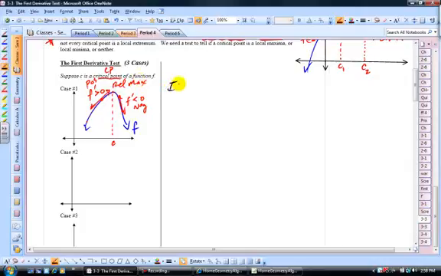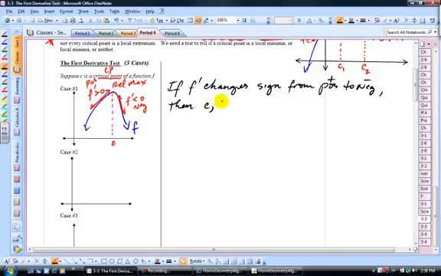So in other words, we say if f prime, which represents the slope of the tangent line, changes sign from, let's say, positive to negative, then c comma f of c, this is your max, represents a relative max.